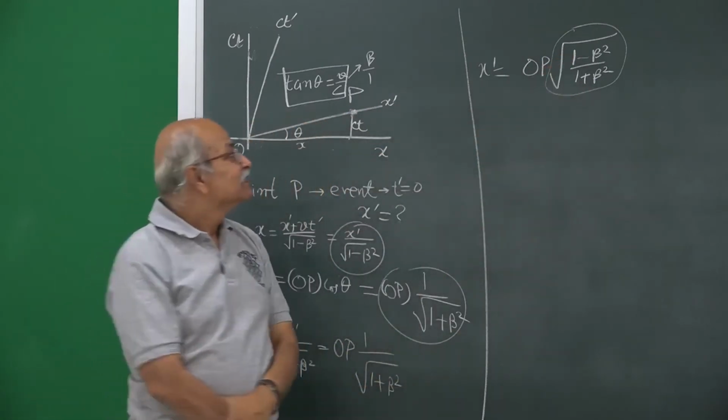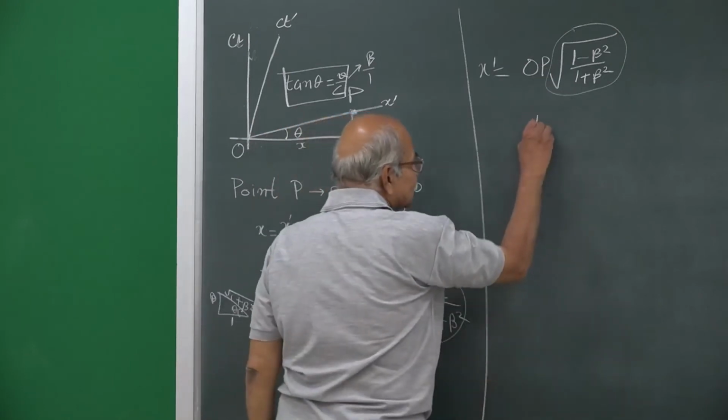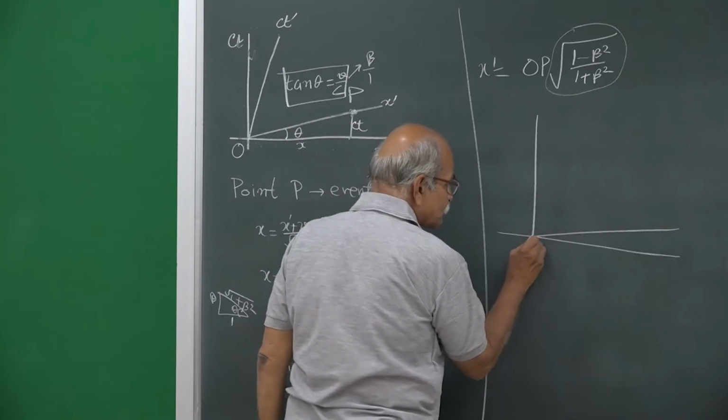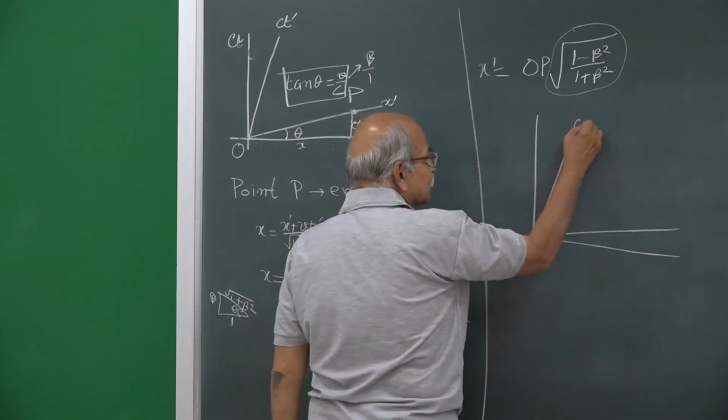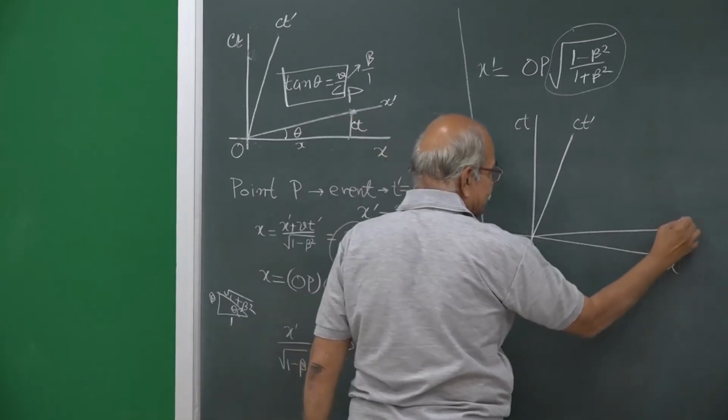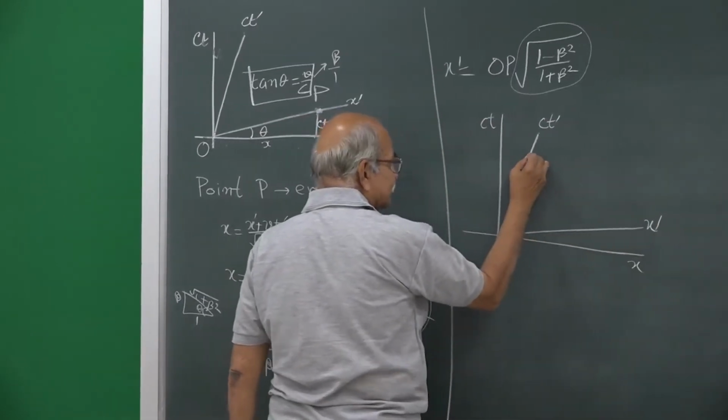And similarly, if you consider events for which x prime is 0, this is my CT prime line, this is CT, this is x prime, and suppose I am here.